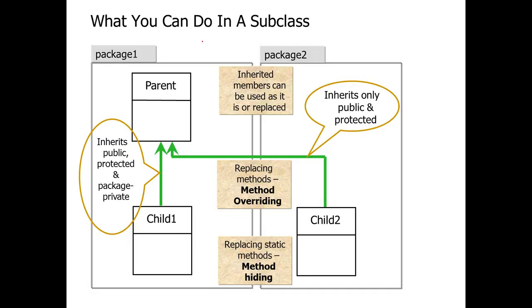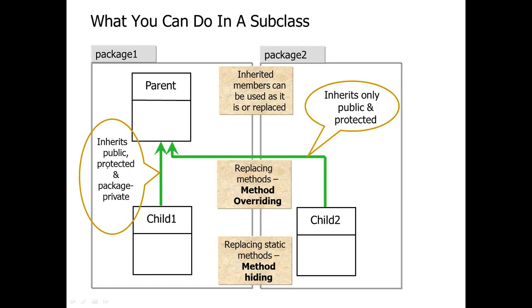So have a look at this slide. This is package 1. This is package 2. Parent class: from the parent you can inherit everything except private. It inherits public, protected and package private things. You get all these things in your subclass if you are in the same package. You will get public, protected and default, but not the private members. Because you are in the same package, you can get these three things.